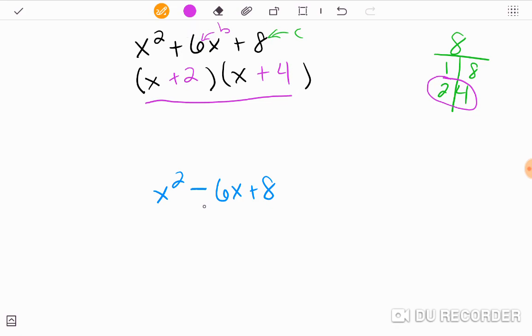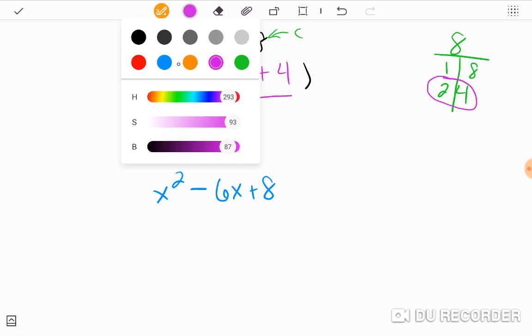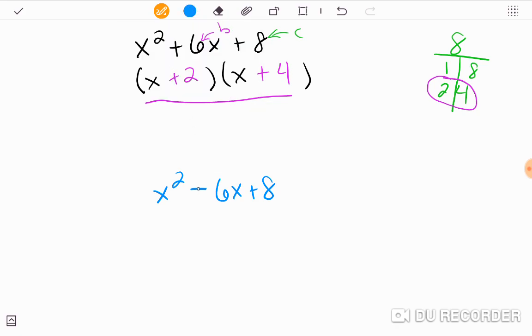Okay. Now what I did on this problem underneath is I changed it up a little bit. All I did is change that 6 to a negative 6. What does that do when we're factoring? What's that going to do to our problem? Everything is still exactly the same. We put our parentheses, we put our x's, and now we factor 8. It still looks exactly the same. The difference is now we have this negative for that b.